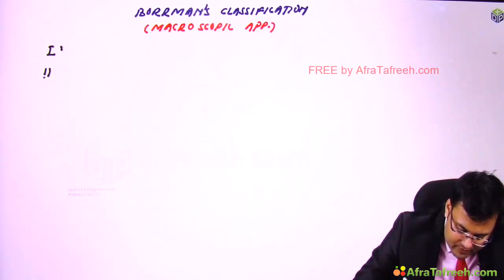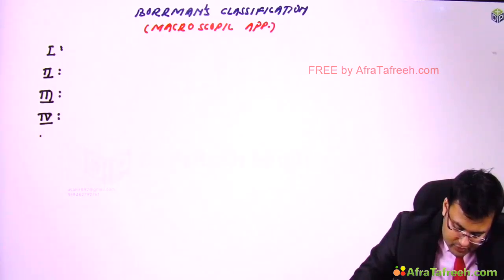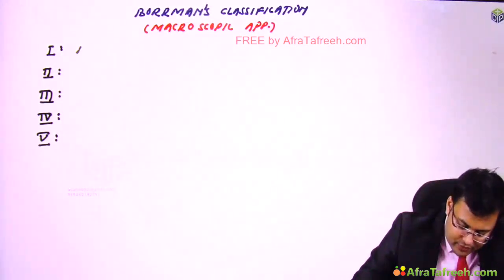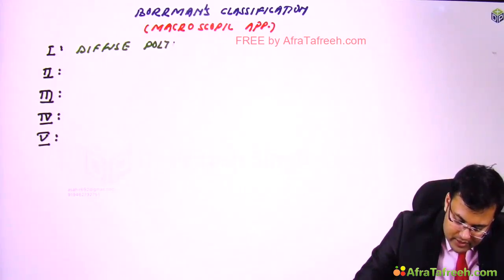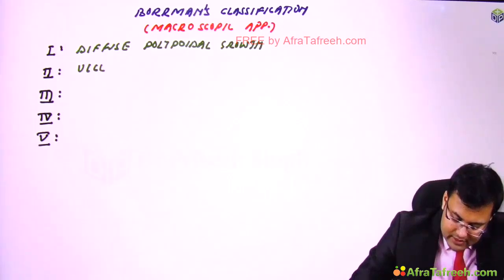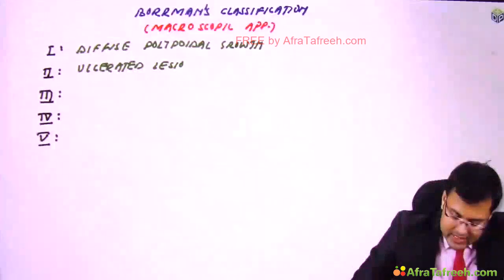Type 1, 2, 3, 4 and 5. What's type 1? Diffuse polypoidal growth. What is type 2? Ulcerated lesion with raised borders.